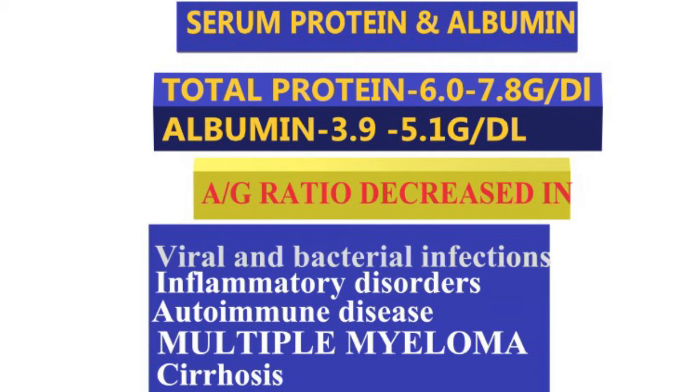A/G ratio is low in kidney disease, cirrhosis, and multiple myeloma. A decrease in A/G ratio is due to the increased amount of immunoglobulins produced by plasma cells in multiple myeloma. This is also another piece of information we can get.